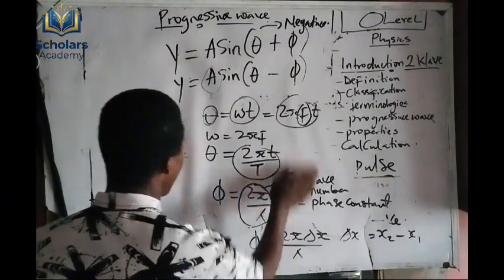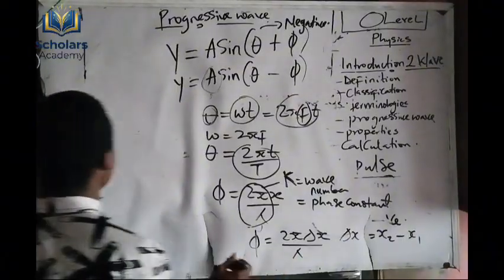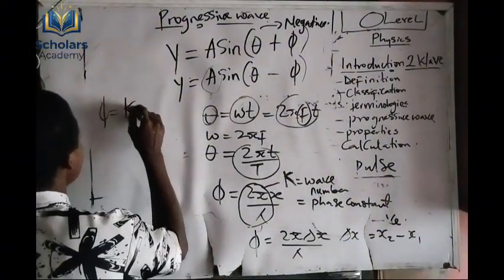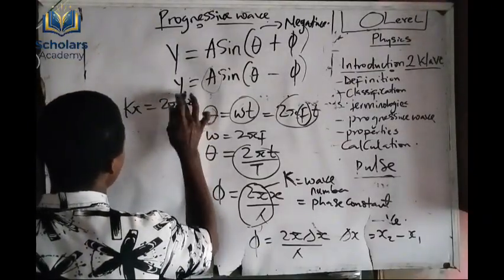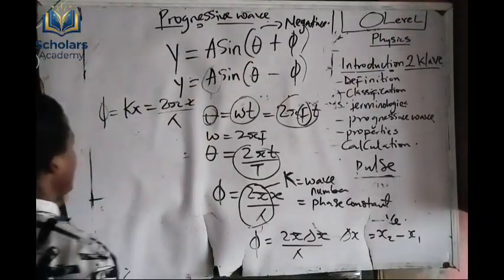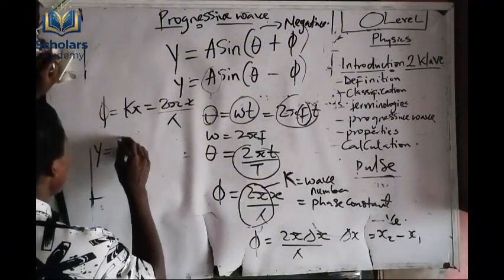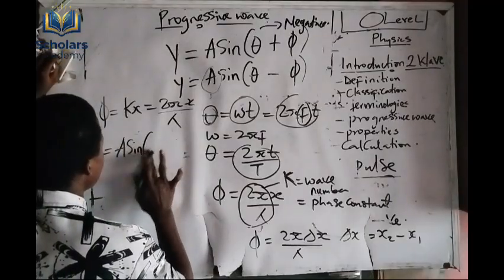Okay, so that's all these things, and now I can put it into this equation. So we have now established the fact that our phi can be equal to kx and can also be equal to 2 pi x over lambda, right? So now I can write this as y equals A sine, then in the bracket kx, so that will be what?